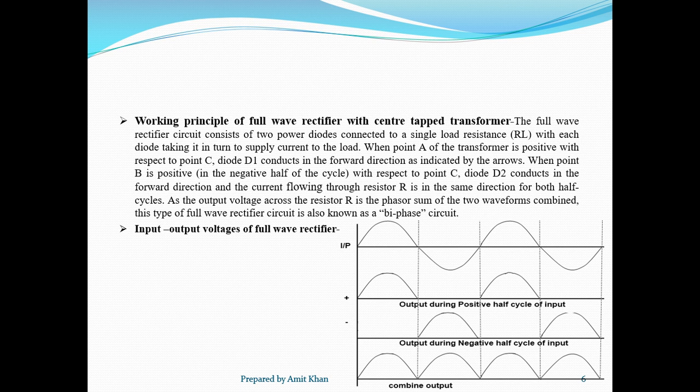When point B is positive with respect to point C, that is for the negative half cycle, then diode D2 becomes forward bias and it conducts, and diode D1 becomes reverse bias and it does not conduct. As the output voltage across resistor R is the phasor sum of the two waveforms combined, this type of full-wave rectifier circuit is also known as a biphase circuit. Here we can see the input-output diagram. The output during the positive half cycle of input is given, then the output during the negative half cycle of input is given, and we have combined them to get the full-wave rectifier output.